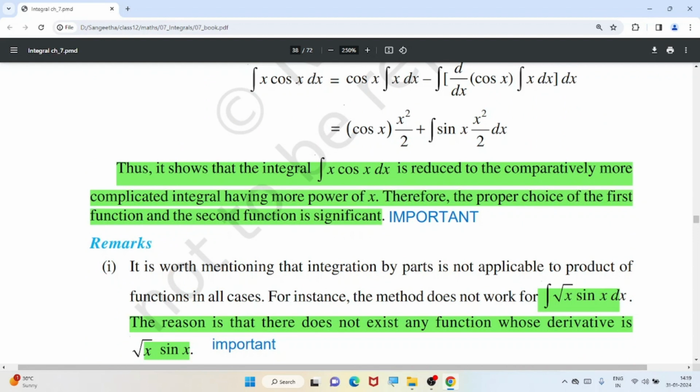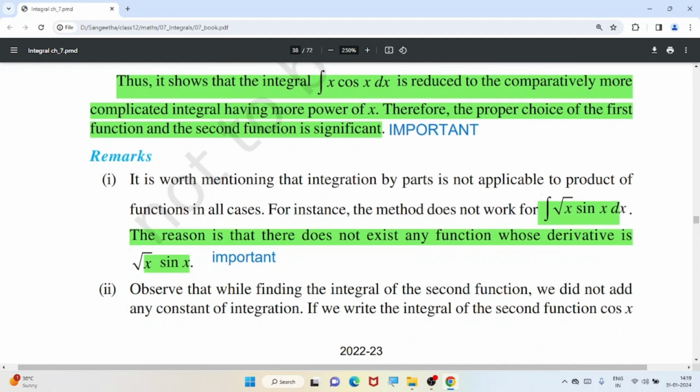Otherwise the integral is reduced to a comparatively more complicated one, therefore the proper choice of the first and second function is significant. When you are choosing the first and second function, it should be a proper choice. So these are the conditions under which you cannot use this rule. Here we cannot use that rule.